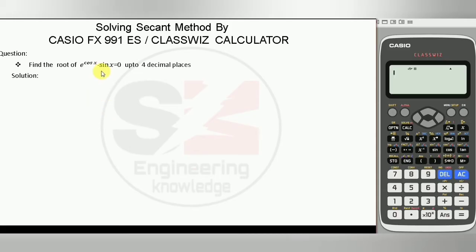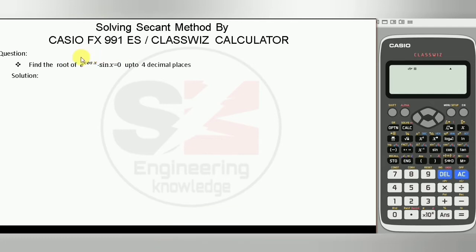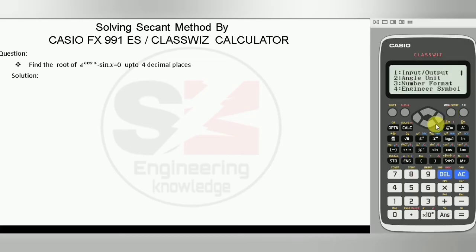Then at first, we have to identify the form of this equation, and you can see the form of this equation is in the form of a trigonometric function. So at first, we have to change the mode of the calculator to the radian mode. To change the mode of the calculator, follow this step. Press the shift button, then mode, then select 2, then again select 2 for the radian mode. In this way, we can change the mode of the calculator to the radian mode. Then after this, we start our solution.